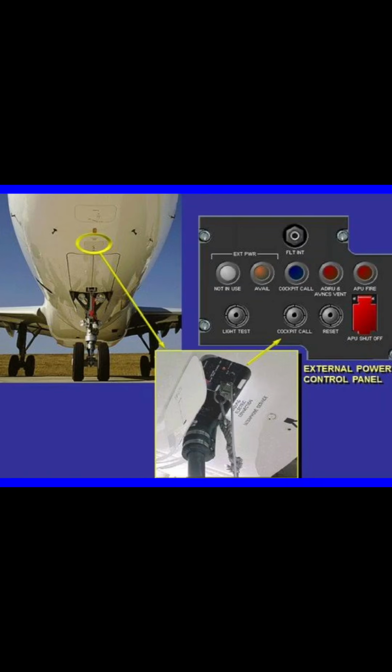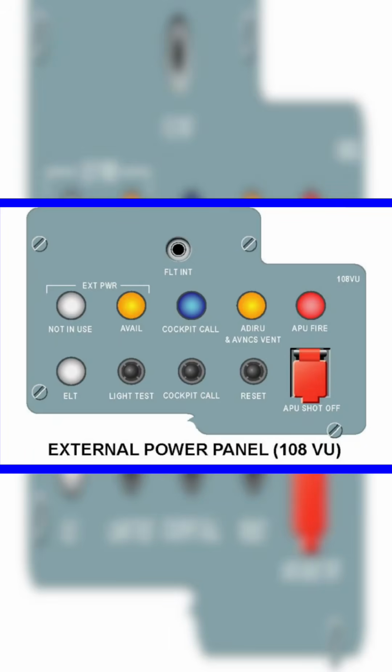APU FIRE: the red light comes on in case the APU has a fire, and there is an APU SHUT OFF button, which is guarded, used for emergency shut off of the APU in case of fire. A reset button is used for resetting all the lights. Cockpit call is used by the mechanic to call the cockpit crew from the ground.